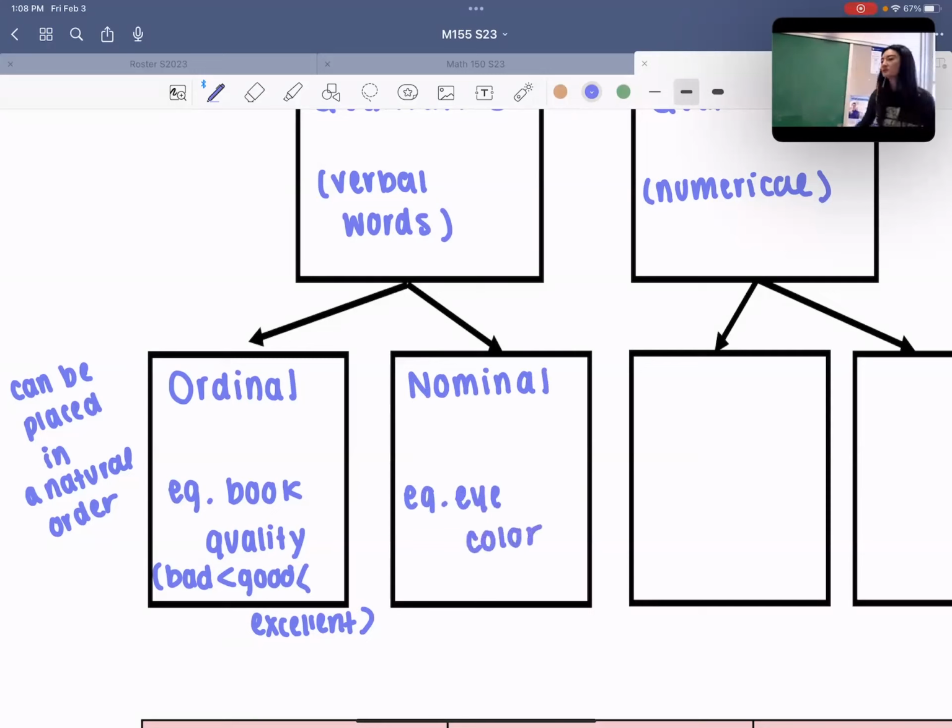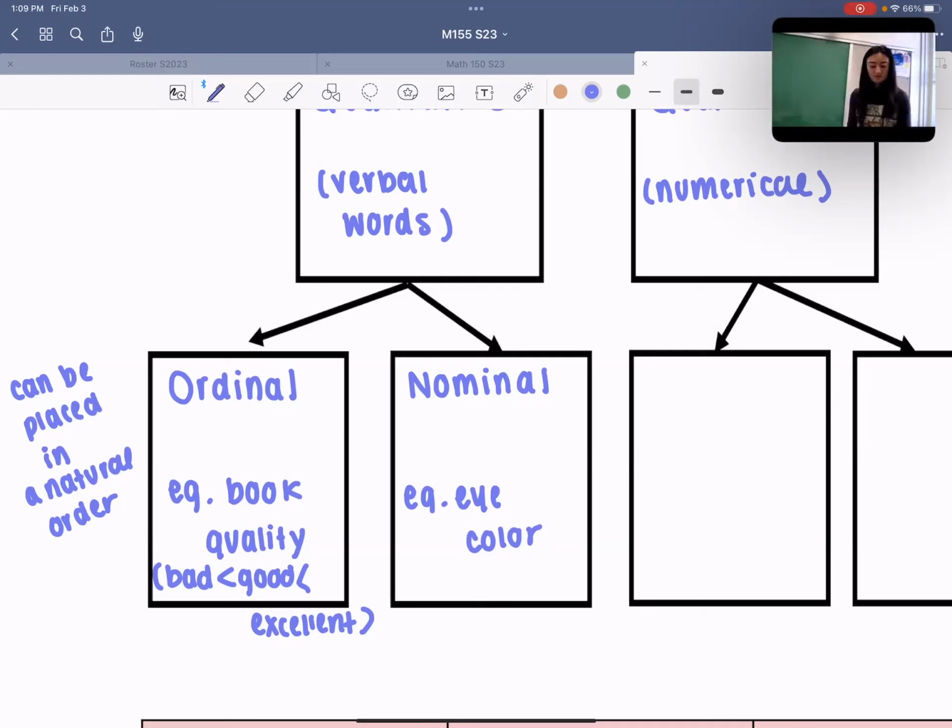Okay, now there's all different types of eye colors, right? There's brown, there's blue, there's green, but there's no natural set way to say that green eyes are better than blue eyes and brown eyes are better than green eyes, right? There's no natural way to say that one is smaller than, less than, something like that with eye color. Okay, so I would say that would be nominal.